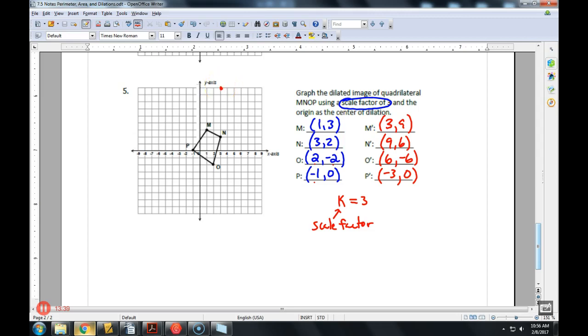There's 3, 9, so that is the new M. 9 over, 9 up, 6. That is the new N, or N prime. O is at 6, -6. 2, 4, 6. So there is O prime. And then -3, 0 is the new P, P prime. And then I go ahead and connect these. If I were using a straight edge, it would be perfect, but I'm going to sketch it the best I can.